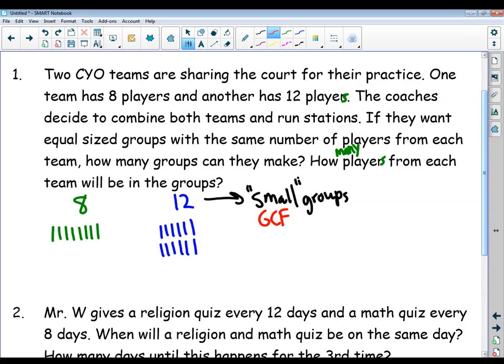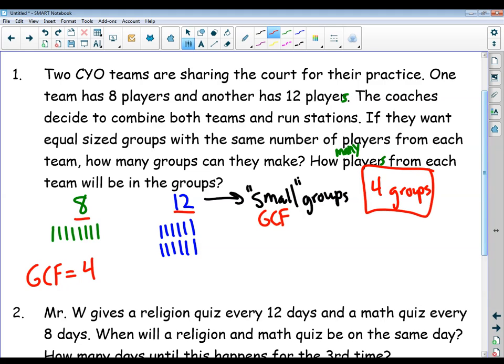All right, we're not trying to combine, we're breaking down these groups. And so what I just have to do is look at the GCF of 8 and 12. So the GCF is going to be equal to 4. So that means I can make 4 groups. So that answers part of the question. So we have 4 groups.